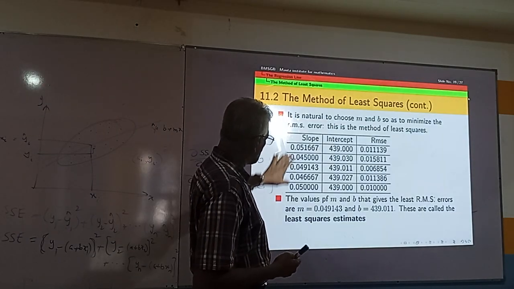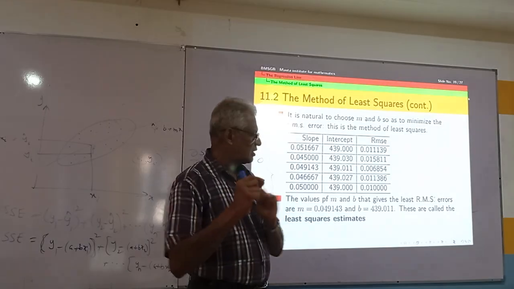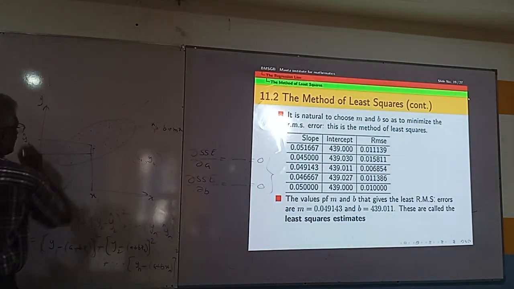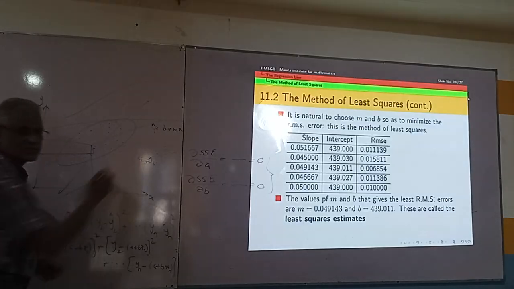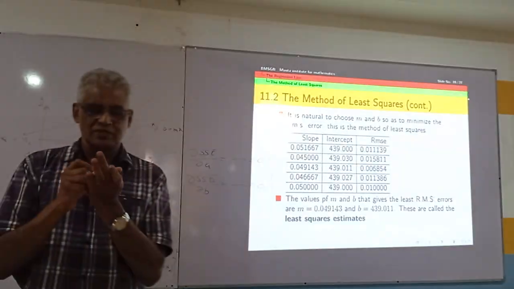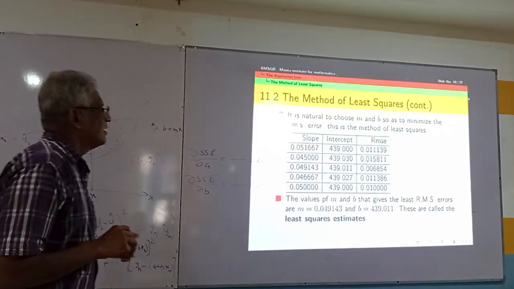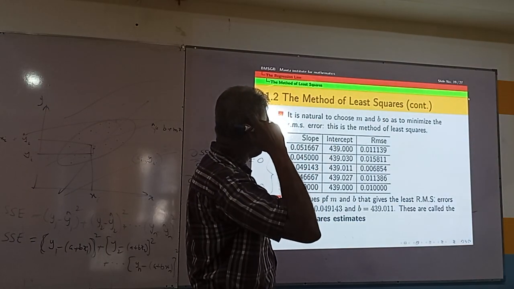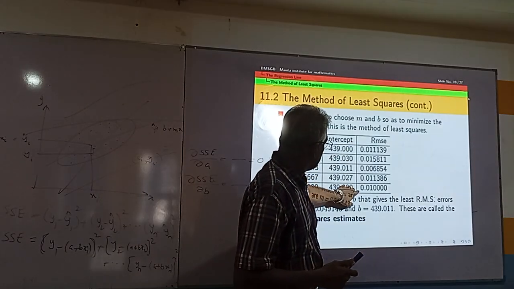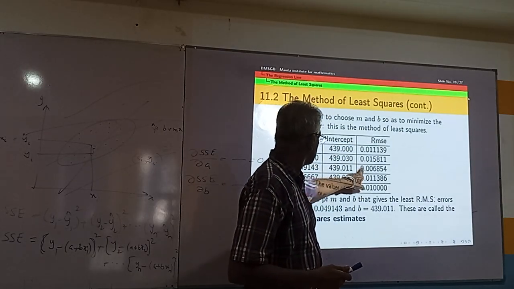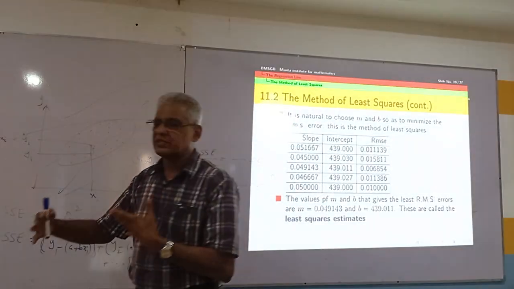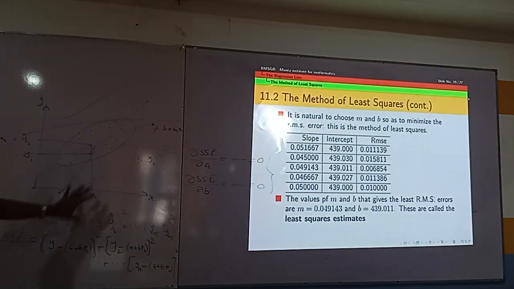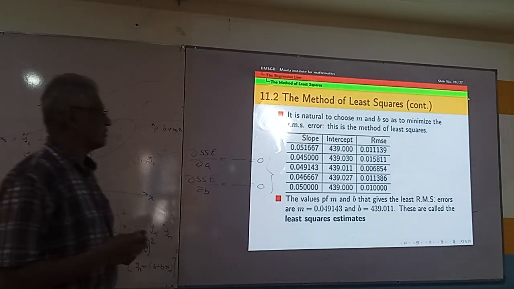So for different slopes, I have just put some slopes with very close values, because there is no point in drawing points even like this. So I just considered several possible values, and then you can see out of these values, what is the minimum root mean square? Yeah, this one. Actually, this is not the method, because we don't physically do this. The method is mathematical, but I just wanted to explain what is actually happening.